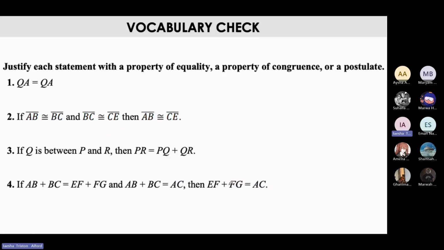So, vocab check. Line number 1 says QA is equal to QA. What vocabulary word is that?